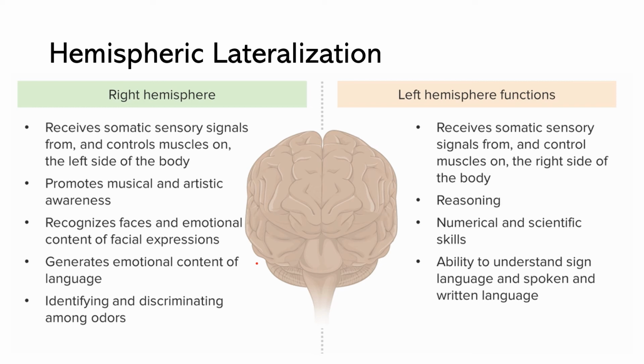On the left side of the brain, we're going to receive somatic sensory signals from and control muscle movements on the right side of the body. The left hemisphere is also responsible for reasoning, as well as numerical and scientific skills.